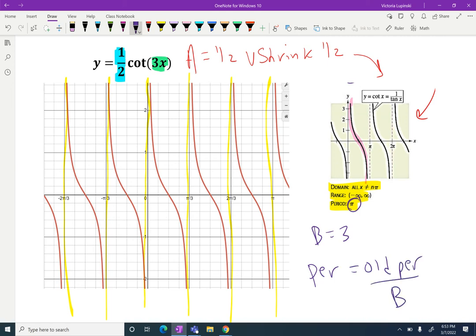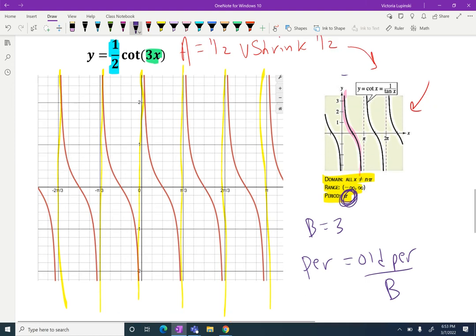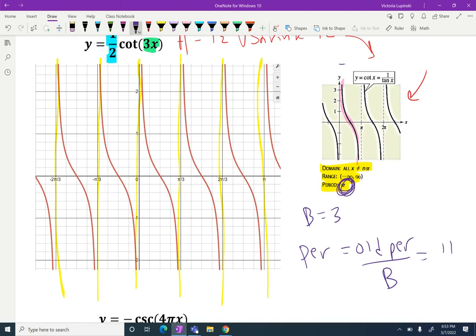In this case, the old period of the cotangent is pi. So pi over 3 should be your new period. And if you want to confirm that, the definition of the period is exactly how long it should take to go through one full cycle.